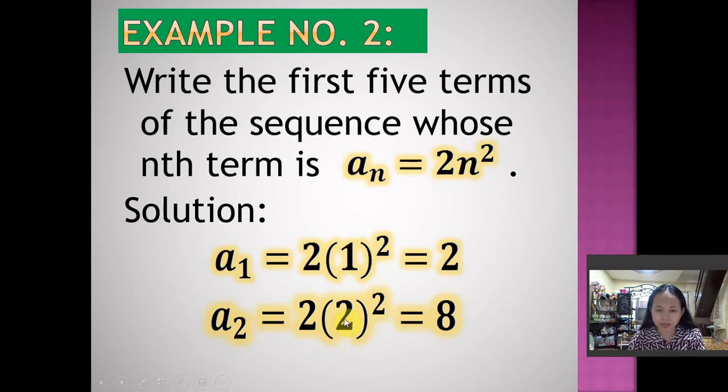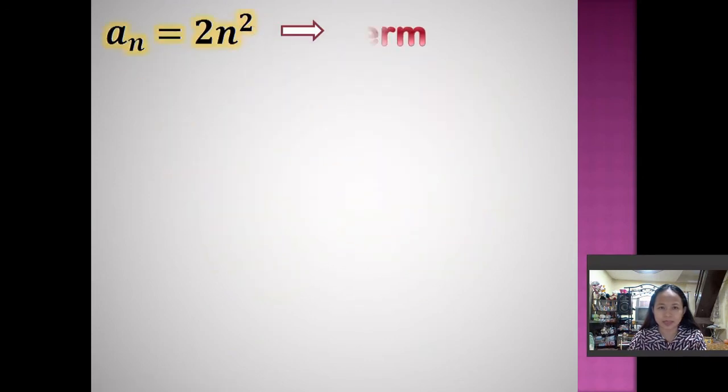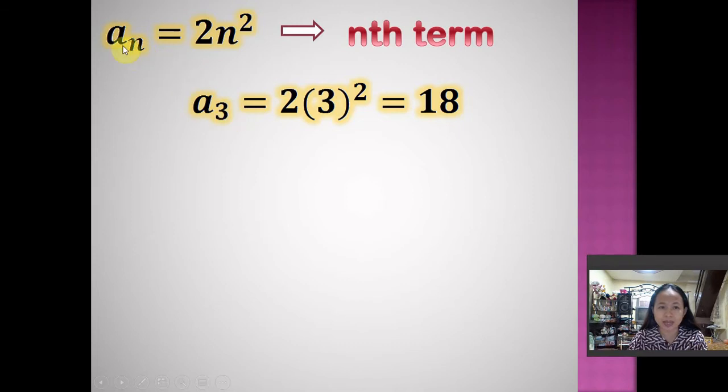So we have 2 squared, that's 4, times 2, and that is 8. Okay, so our second term is 8. Now, for the third term, again, this is our n term. Since it's the third term, our n now will become 3. This n here will be replaced with 3. So 3 raised to the power of 2, or 3 squared, that's 9, times 2, that is 18. So our third term is 18.